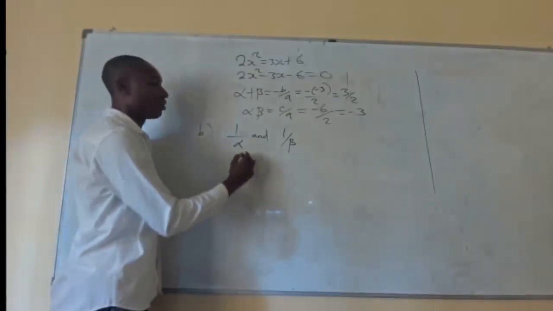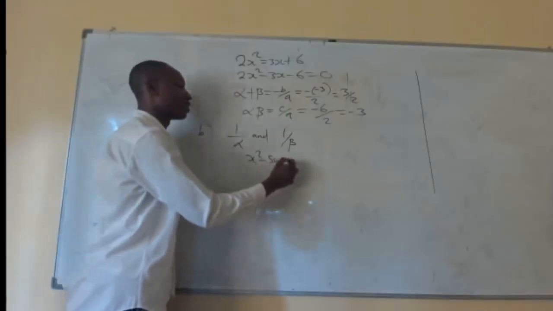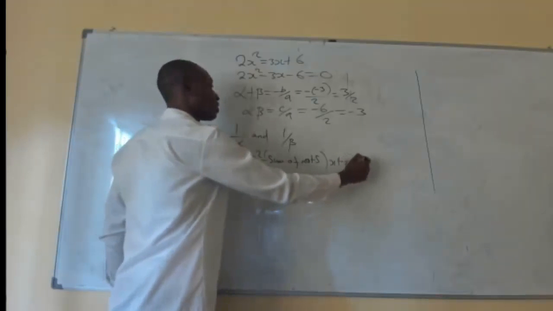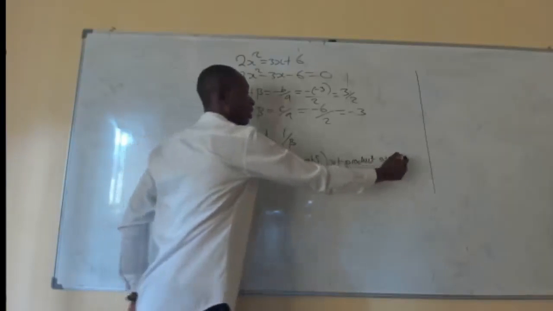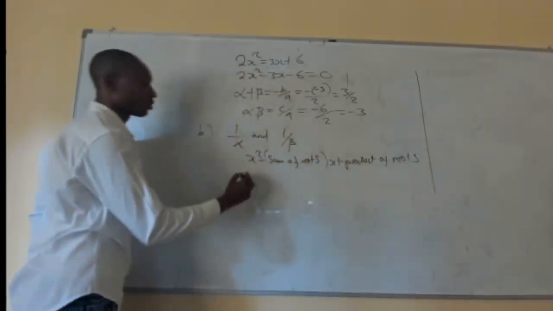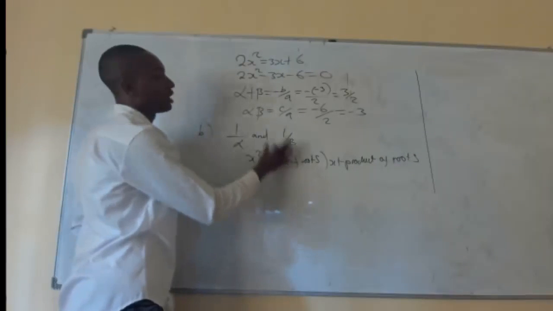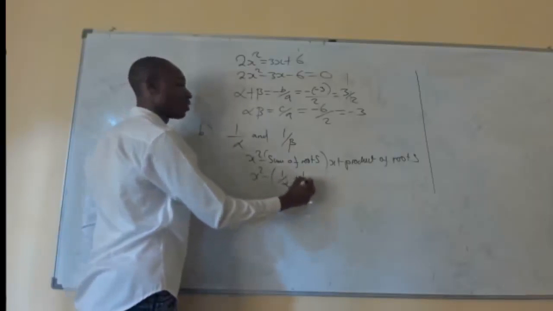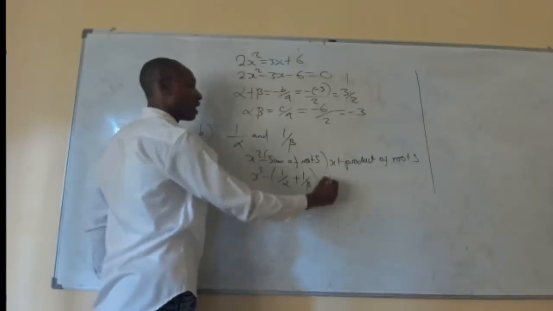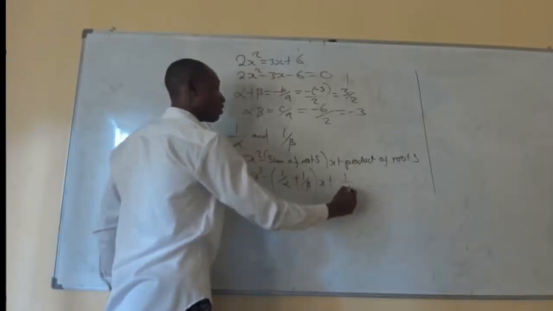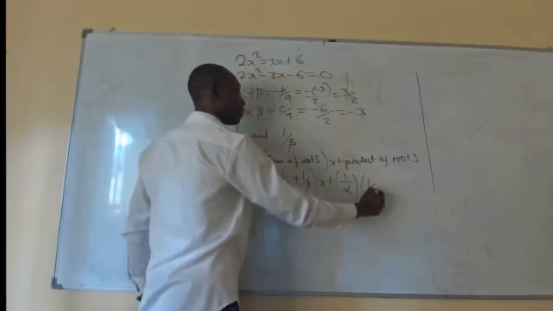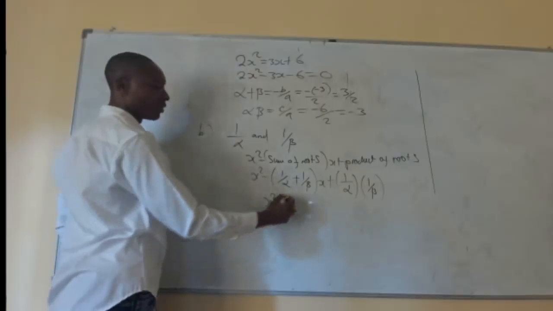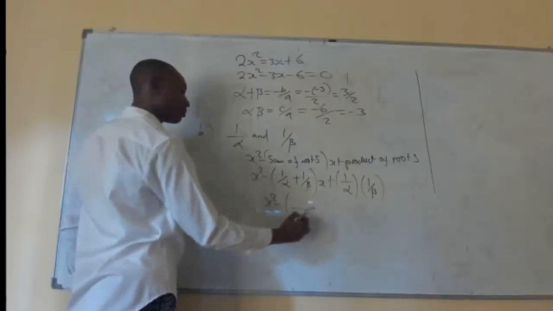So we'll say, remember, x squared minus sum of roots x plus product of roots. Okay, so in this case, what are the roots in question? The roots in question are 1 over alpha and 1 over beta. So adding them is 1 over alpha plus 1 over beta, x, plus the product of the two roots, 1 over alpha multiplied by 1 over beta. Okay, so we have x squared minus, common denominator there.